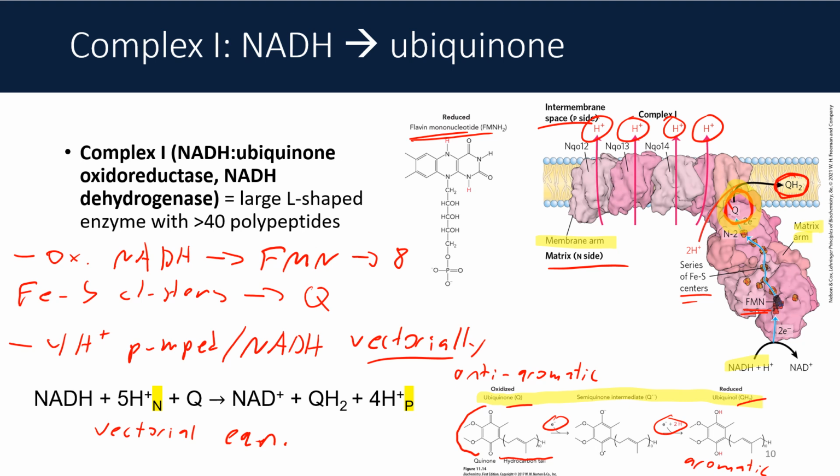Where we have 5 protons on the N side and end up with 4 on the P side, shown over there.